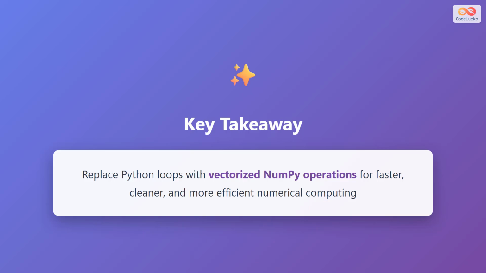The key takeaway is simple. Replace Python loops with vectorized NumPy operations whenever you're working with numerical data. This approach gives you faster execution, cleaner code, and more efficient numerical computing. Start thinking in terms of array operations rather than individual element processing, and your code will be both more elegant and significantly faster.